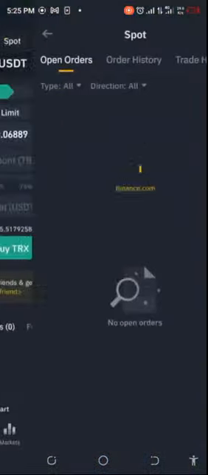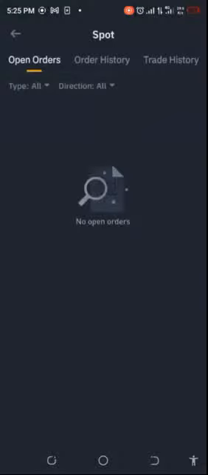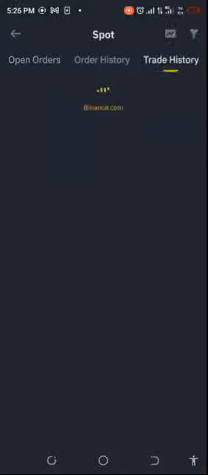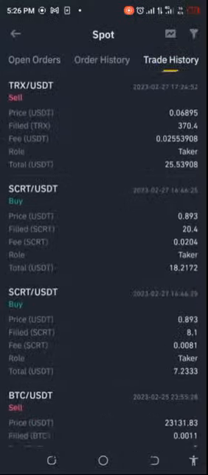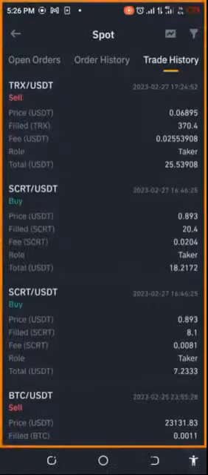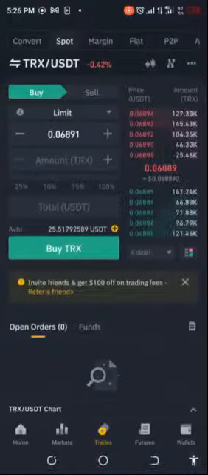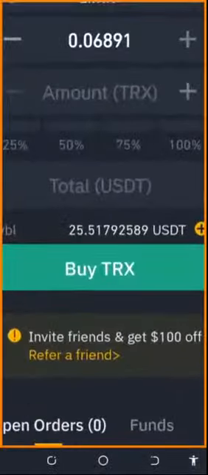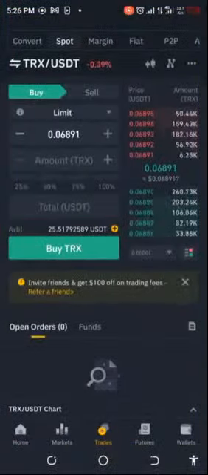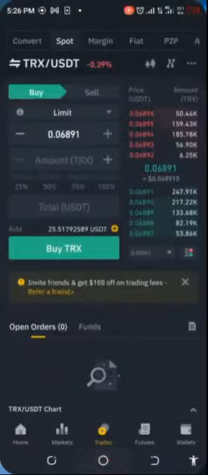Let's look at the trade history so that we'll be able to get everything fully, okay? So the trade history, it bought in 2 parts. We have 18.2 and we have 7.2. So that means if you add everything together, that's like 25.44, something in that range. So now let's go and see. We have 25.51. Okay, let's go and see what that's giving us.